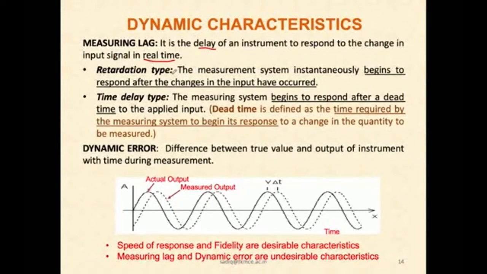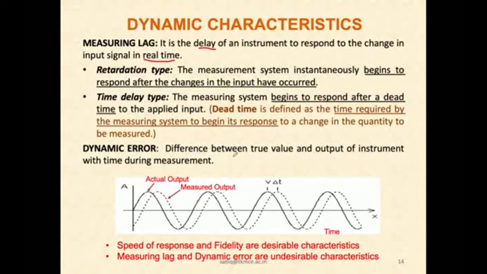We have two kinds of lag typically represented in connection with transducers. One is the retardation type of lag, where the measurement system instantaneously begins to respond only after the change in the input has occurred. Now there is another kind of lag called the time delay type of lag, where the measuring system begins to respond after a dead time to the applied input. Dead time is the time required by the instrument to begin its response to a change in the quantity to be measured.